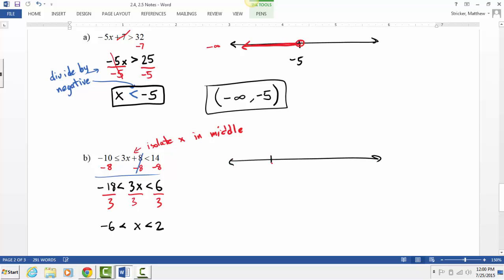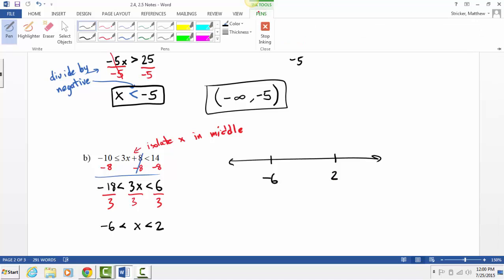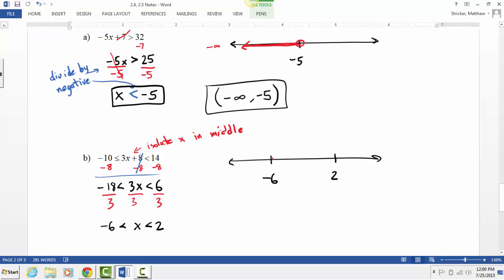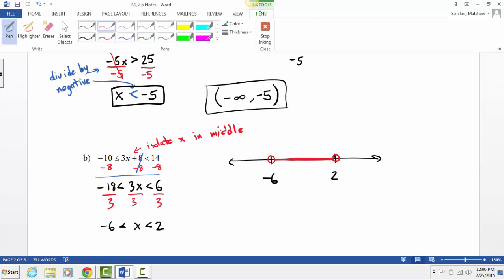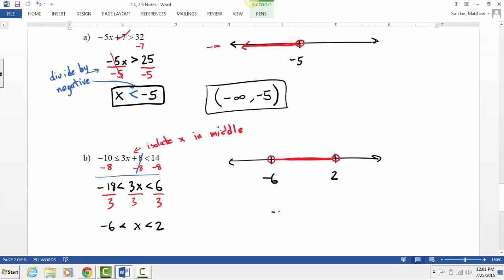If I graph that, I have negative 6 to 2. Those are both less thans without the equal to, so those are going to be open circles. Open. I'm going to shade in the middle. Interval notation, that looks like negative 6 on the left to 2 on the right. They're both open circles, so we use parentheses.